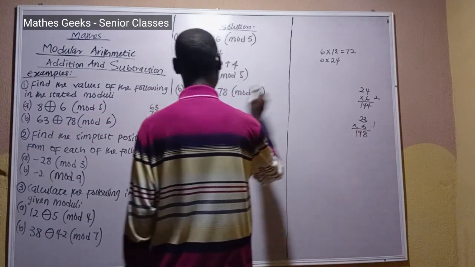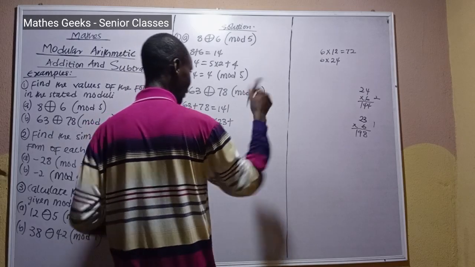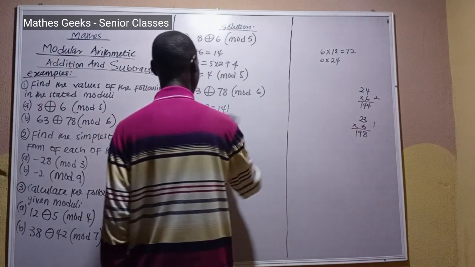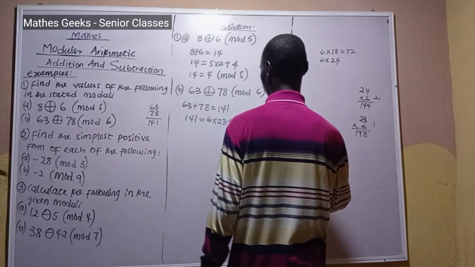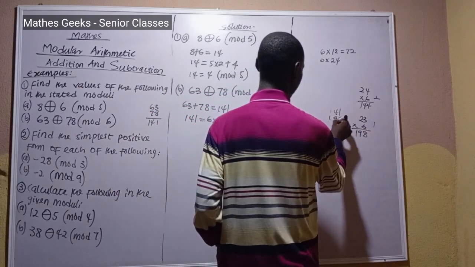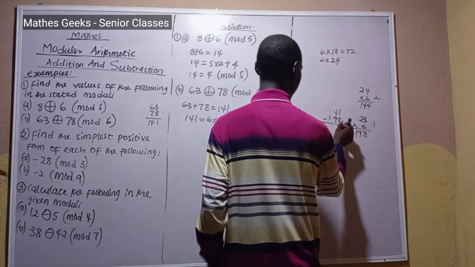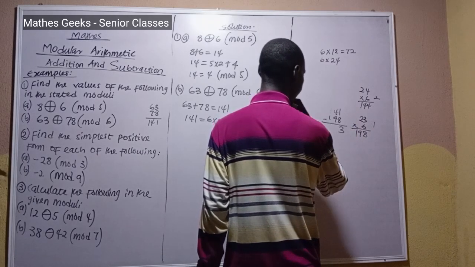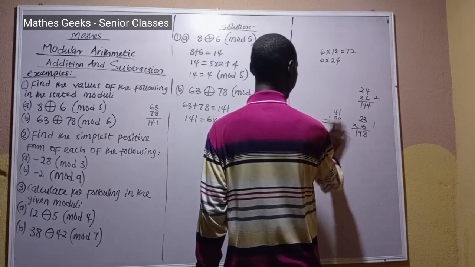What will be added to 138 to get 141? That number is the remainder. So to get that, we subtract 138 from 141, which is 3.